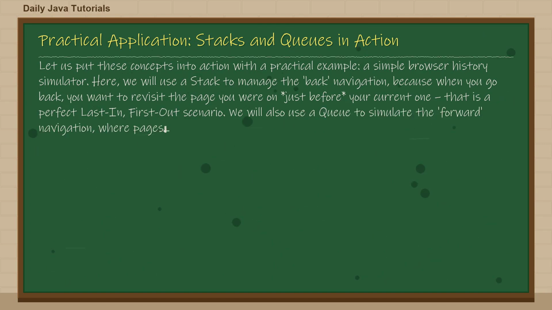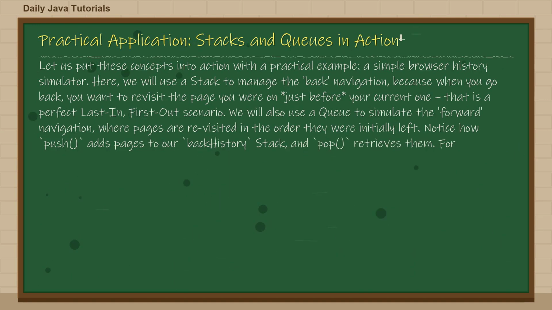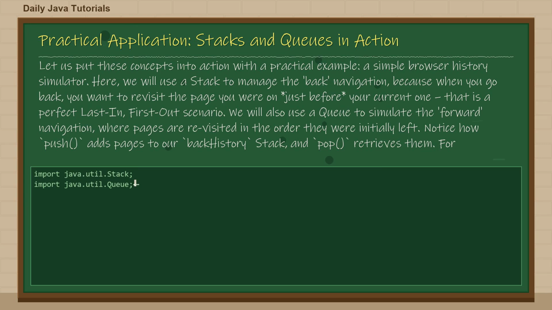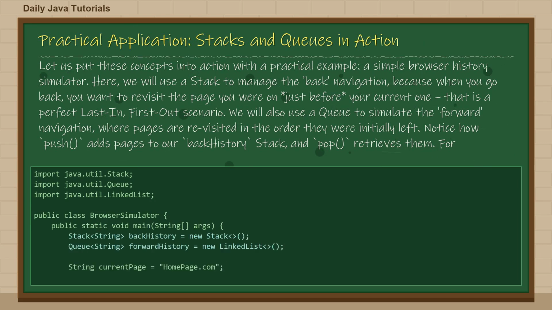We will also use a queue to simulate the forward navigation, where pages are revisited in the order they were initially left. Notice how push adds pages to our back history stack and pop retrieves them. For forward history, we use offer to add pages to the queue and poll to retrieve them, maintaining the first-in, first-out order. This demonstrates how both data structures can work together in a real-world application.